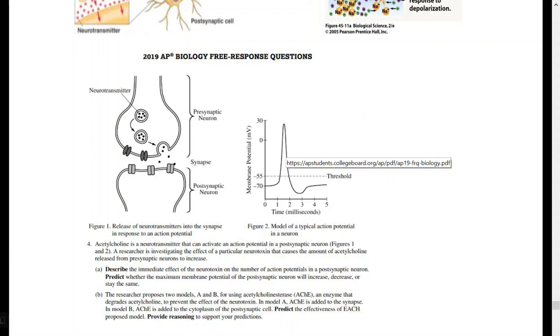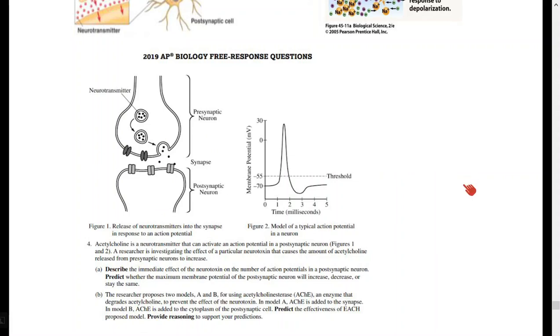So let's go answer this question. Acetylcholine is a neurotransmitter that can activate an action potential in a postsynaptic neuron. The synapse is the space between the neurons. So presynaptic is where the signal comes from, and postsynaptic is the neuron that receives the signal.